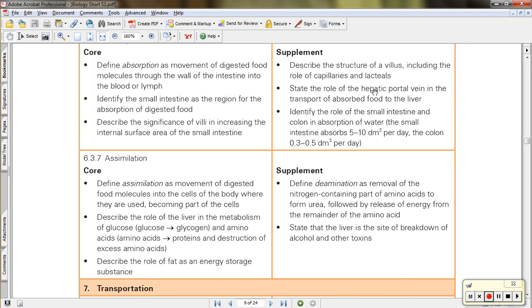Oh, I didn't get into the colon. Oops. The small intestine absorbs most of the water and the food, but the colon absorbs the last little bit of water, and that's what turns your poop from kind of wet to kind of solid.